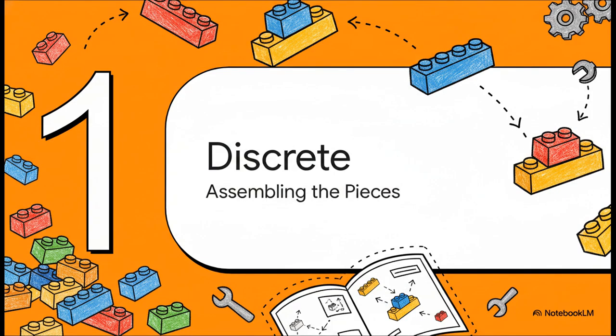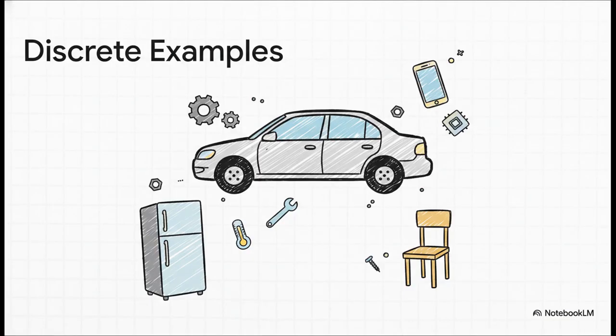First up, we've got what's called discrete production. Now, the absolute easiest way to get your head around this is to think about building with Lego. Seriously, you have a whole bunch of distinct individual pieces, and your job is to follow the instructions to put them all together in exactly the right order. And this method is, well, it's everywhere you look. Your car, for instance, is made of tens of thousands of individual parts. The engine, the tires, every last nut and bolt, all assembled in a super precise sequence. It's the exact same idea for your phone, your fridge, or even the chair you might be sitting on right now. Each one is just the sum of its distinct parts.